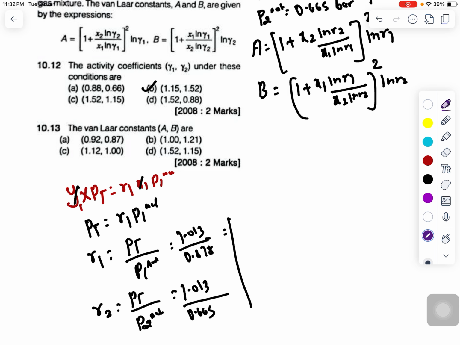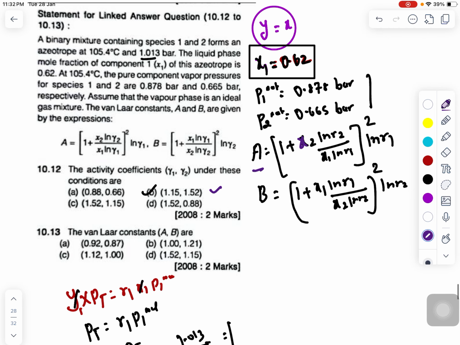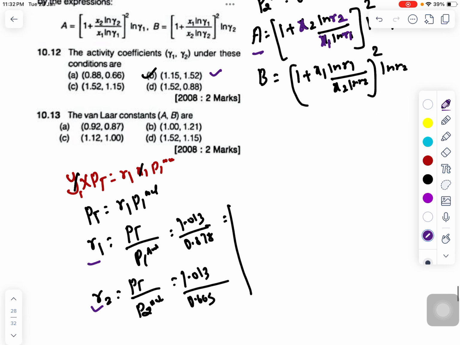Now you have calculated the values of gamma 1 and gamma 2. Without calculation also, you can substitute these values in the options. x2 is given, so you can calculate x1 also, and once you calculate x1, you know x1, x2, and ln gamma 1, ln gamma 2, and directly you can calculate the values of A and B. Is that clear?